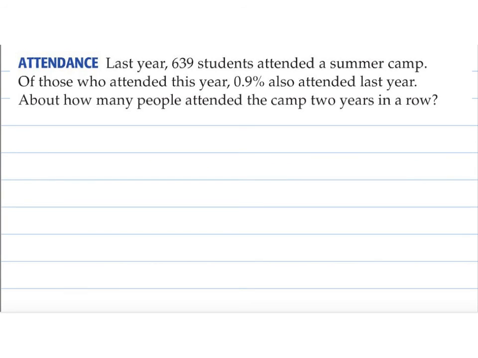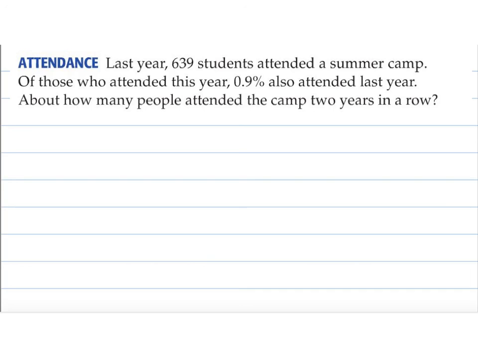Last year, 639 students attended a summer camp. Of those who attended this year, 0.9% also attended last year. How many people attended the camp 2 years in a row? So it's only 0.9% that attended both years.